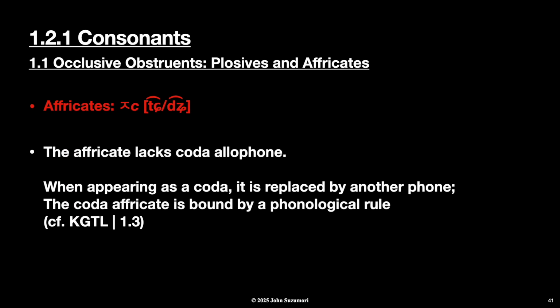On the contrary, the affricate lacks coda allophone. If an affricate phoneme appears as a coda, it is replaced by a certain phone. This phonological phenomenon will be discussed in KGTL 1.3.